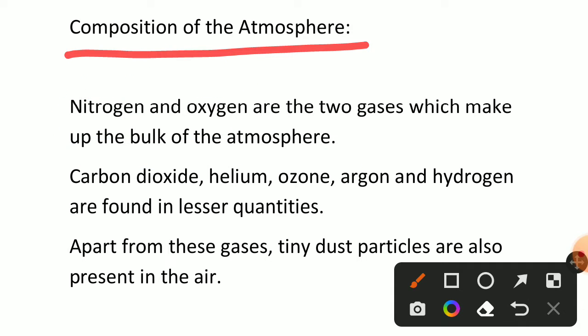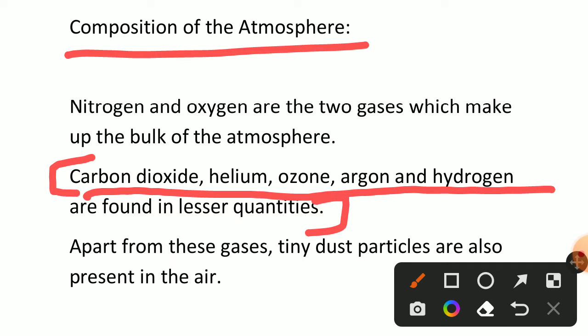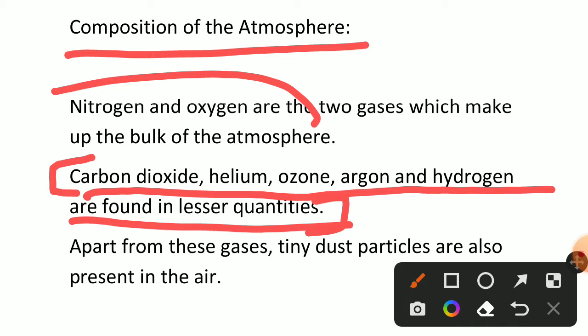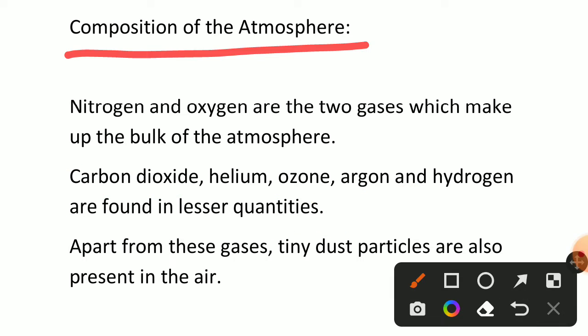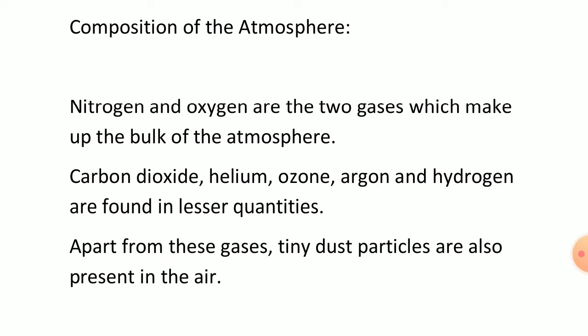Next we are going to see about carbon dioxide, helium, ozone, argon and hydrogen. These are some gases present in the atmosphere but found in lesser quantities. These two are the bulk of the atmosphere. These are found in lesser quantities. Nitrogen and oxygen is different from carbon dioxide, helium, ozone, argon and hydrogen.